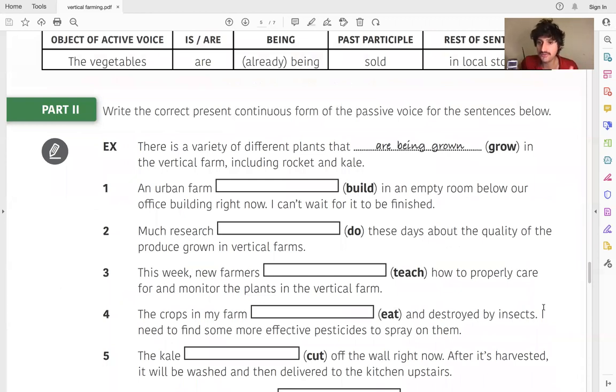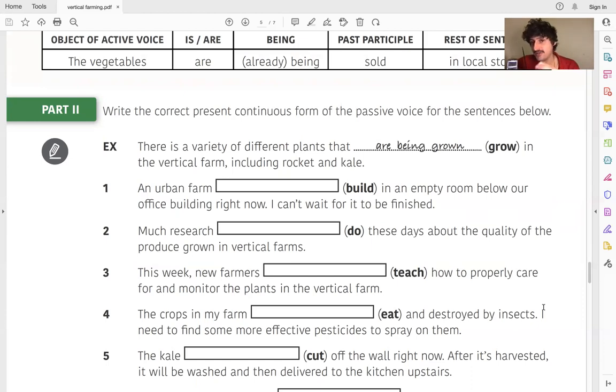So just to review, the active is, for example, an urban farm is building something. It's building a room. A farm is building a garden. But then the passive voice is the garden is being built by an urban farm. You see?